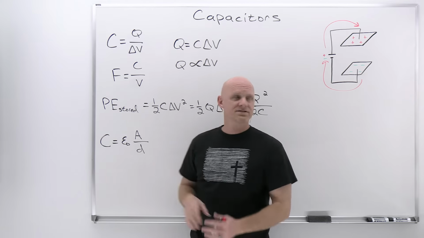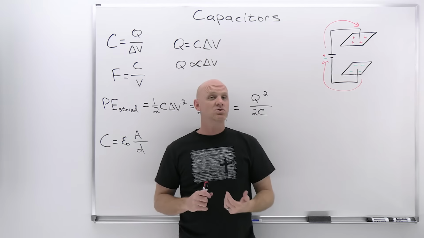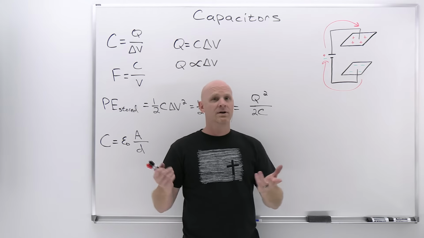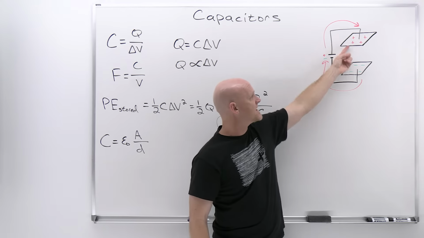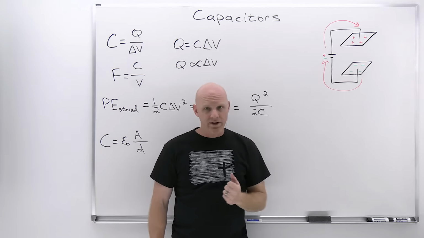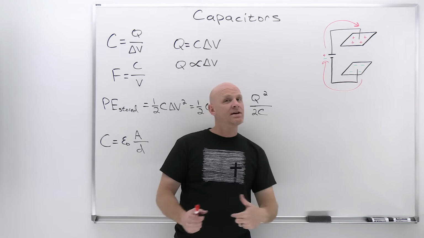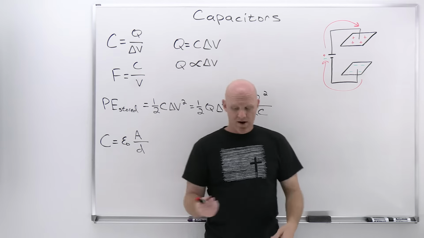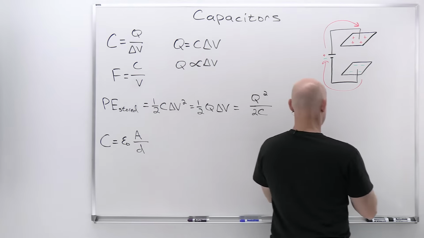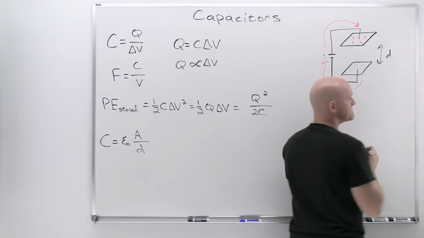But area here is the area of the plates. As long as they're nice square plates, you can find the area of a square as just side squared, or if rectangular, length times width, and so on. In this case, the plates are designed to have exactly the same area typically. So it's not like you have to find the two areas and add them together. It's the area of either plate since they have the same area. And then the distance of separation is the distance between the plates.